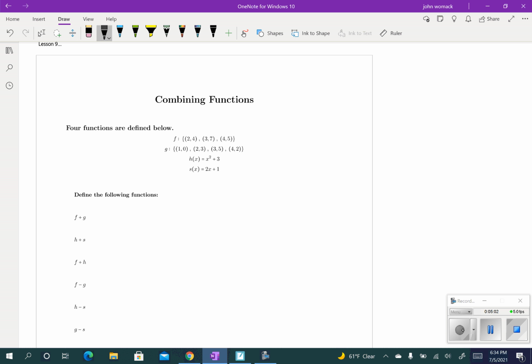Right? h of x equals, you take the input, x squared plus 3. s of x, you take 2 times the input plus 1, and you get your answer there. So again, h plus s really just means to say, what is (h plus s) of x? What that really means is to take what h of x is and add what s of x is. In this case, because we have the equations, we could just add the equations together. So h of x is x squared plus 3, and s of x is 2x plus 1.